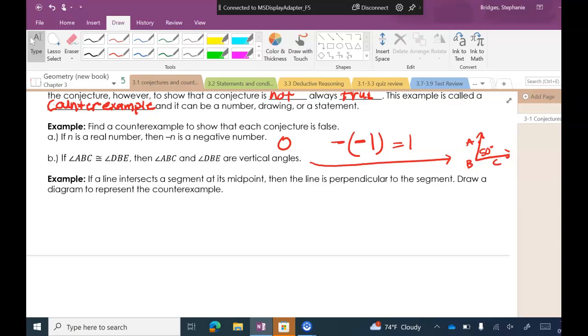So first of all, we're going to draw a segment. You can call it whatever you want to call it, but I'm going to put its midpoint. What markings do I need to put to make sure I know that's the midpoint? The little lines, yeah. So I'm going to do that. And then all I have to do is draw some sort of line through that point in the middle that is not straight up and down perpendicular. It doesn't matter which direction it goes.